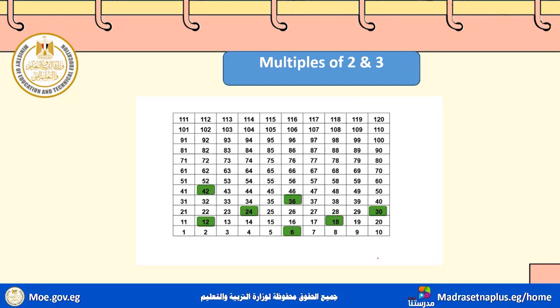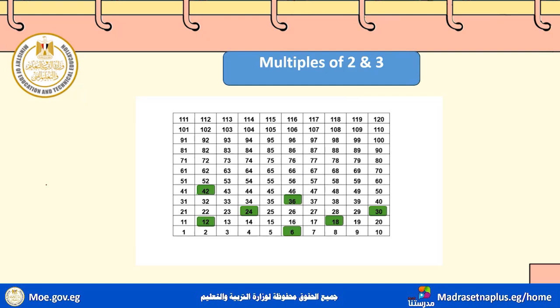Oh, these numbers are common multiples of 2 and 3. So these numbers are multiples of 2 and multiples of 3 at the same time. 6 is a multiple of 2 and a multiple of 3. In the same way, 12 is a multiple of 2 and a multiple of 3.